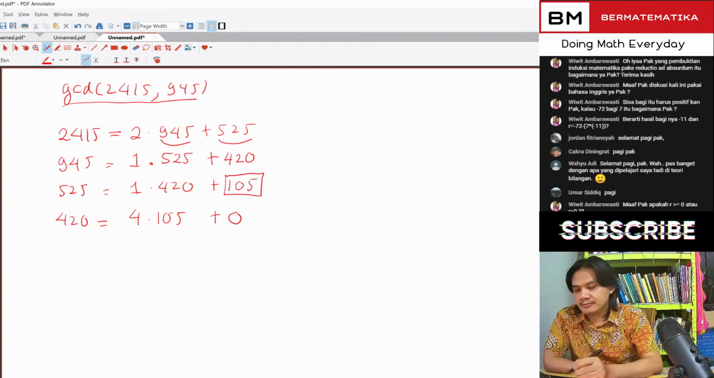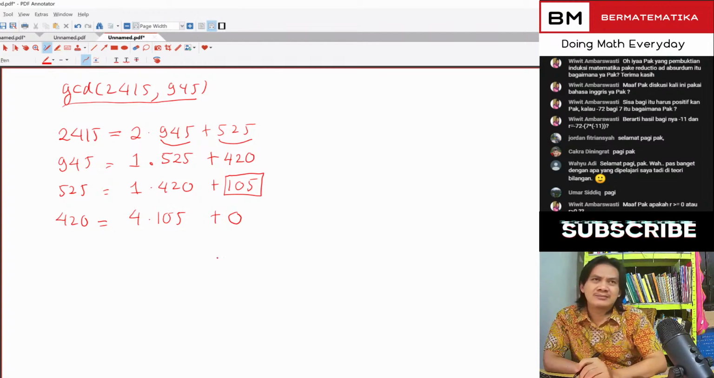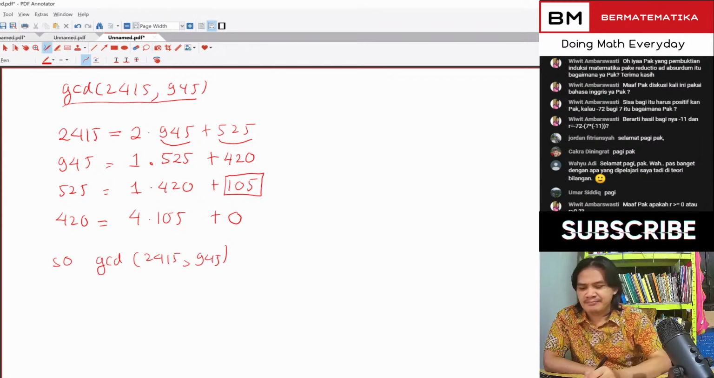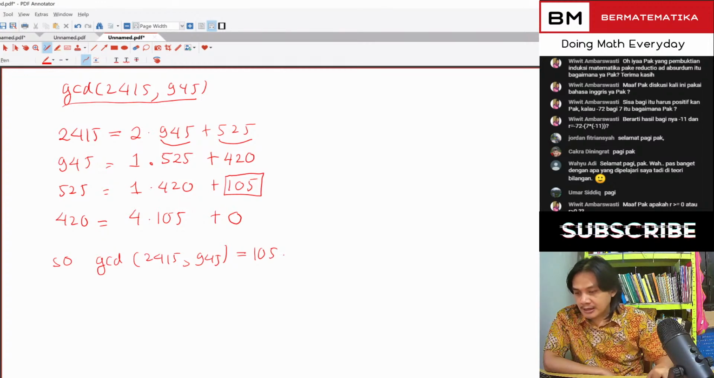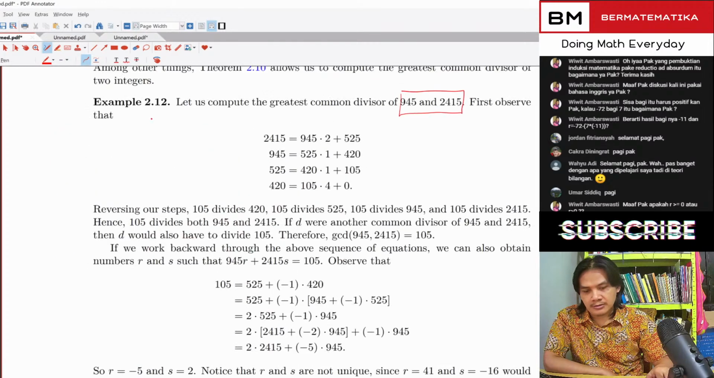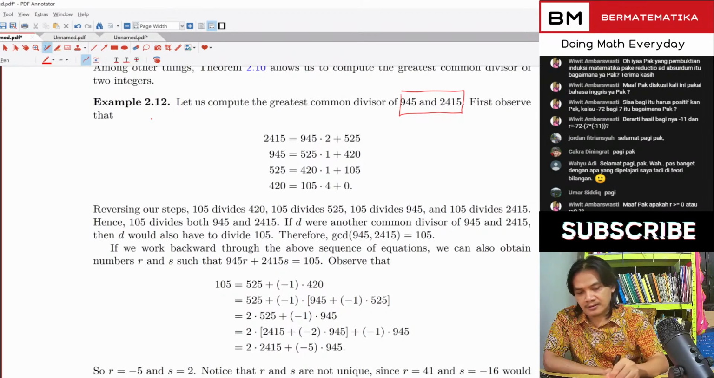So the GCD of 2415 and 945 is 105. Any question about that? Let us check the result here. Yes, that's right.